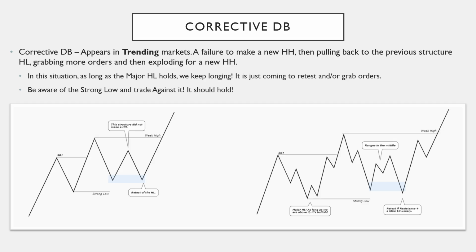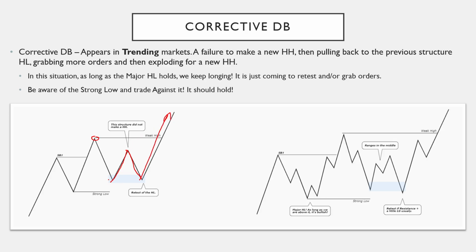Okay, so what does it signify? Well, it signifies a failure to make a new higher high. So pretty much we have created a higher low and we are trying to push on our way up towards creating a new higher high, but it fails, and then pretty much the market will pull back to grab more orders, and then potentially it's going to explode for a new higher high.